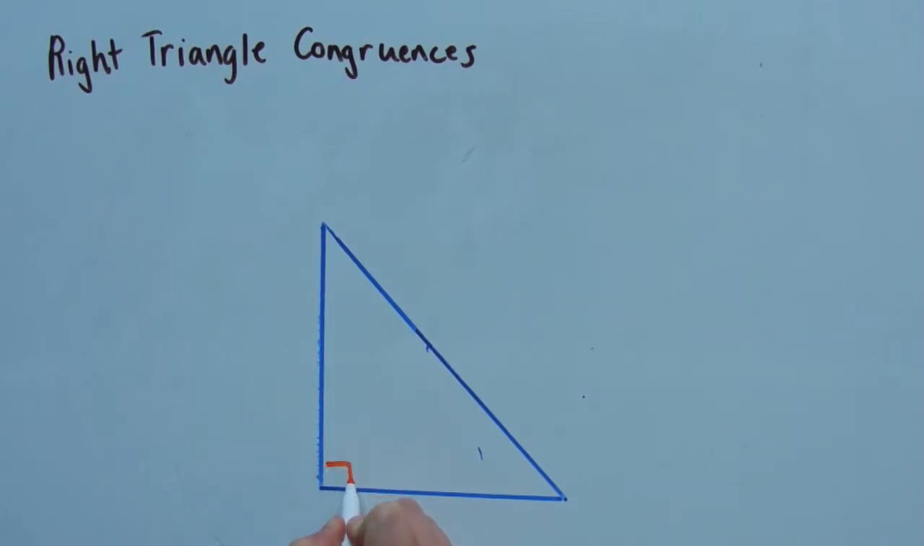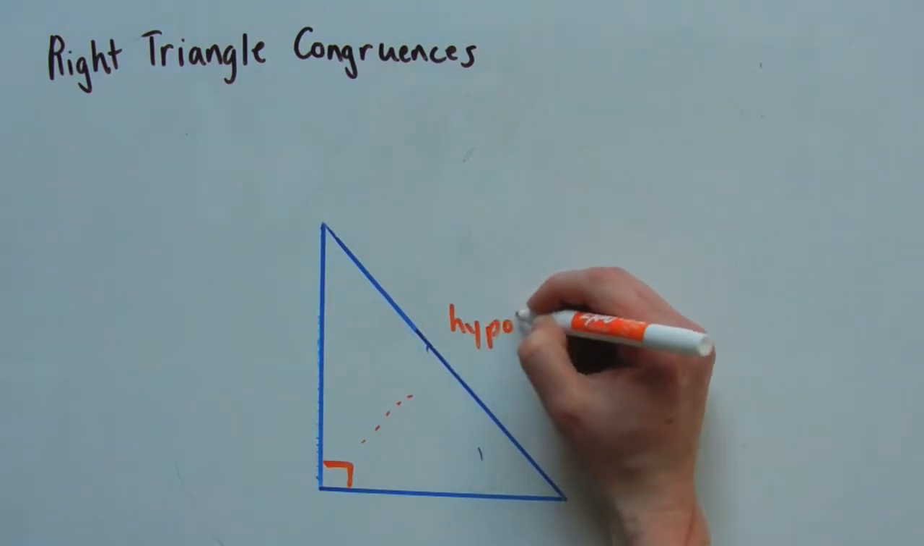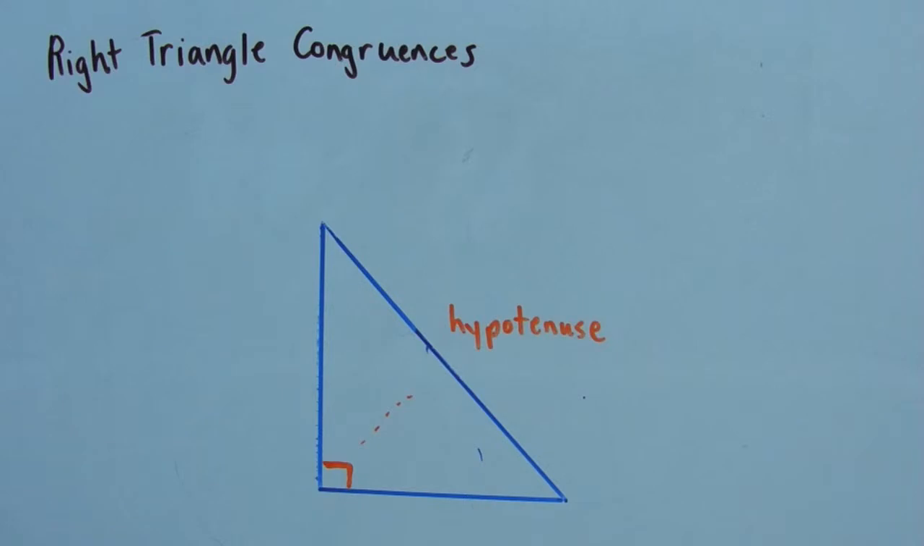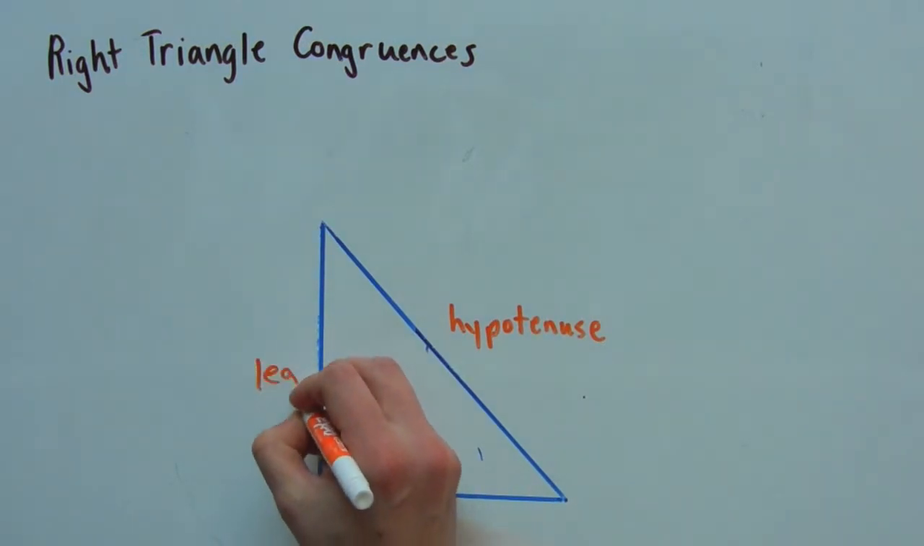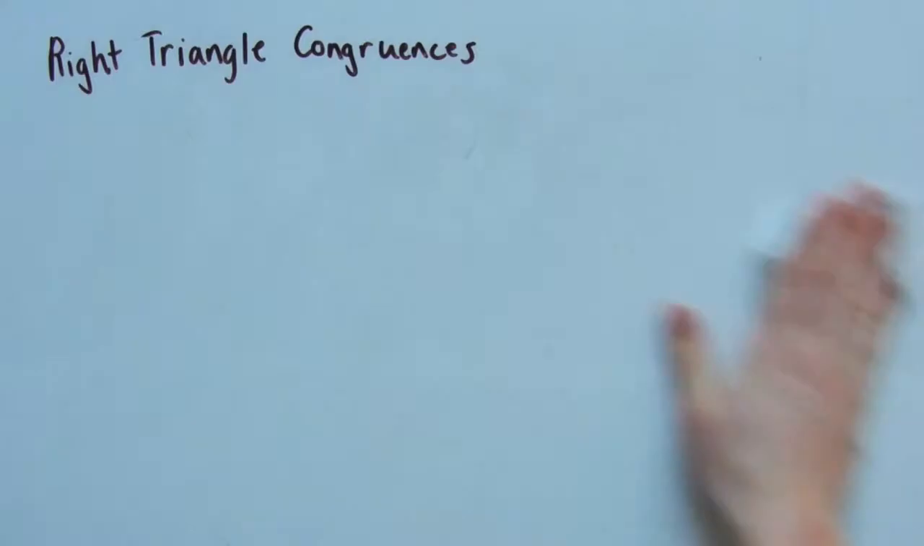Here, we have a right triangle. Opposite from the 90-degree angle is known as the hypotenuse. And the two sides adjacent to the right angle are known as legs. With that quick review, let's go over the leg-leg congruence theorem.